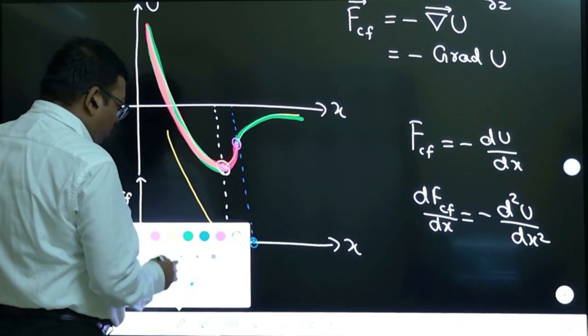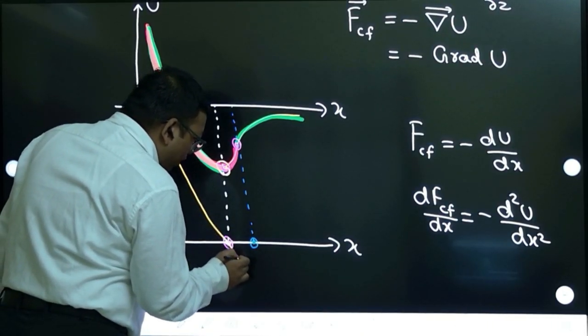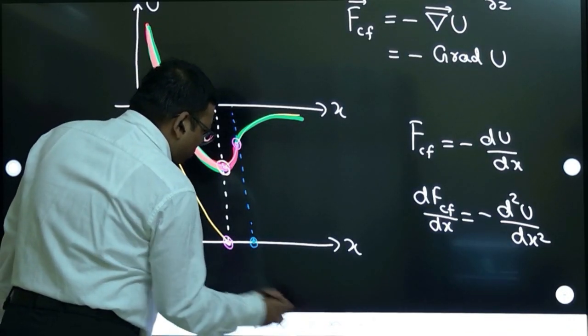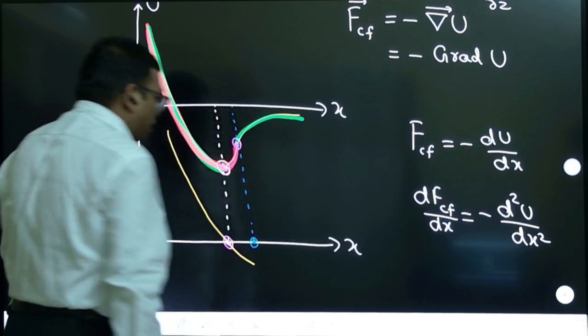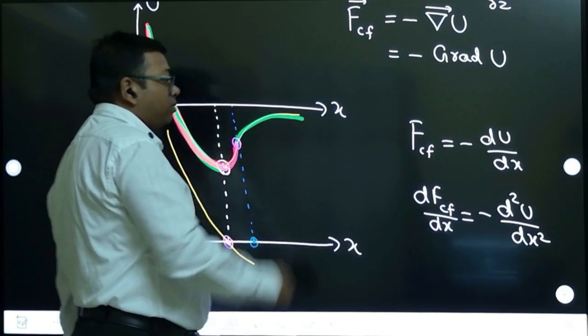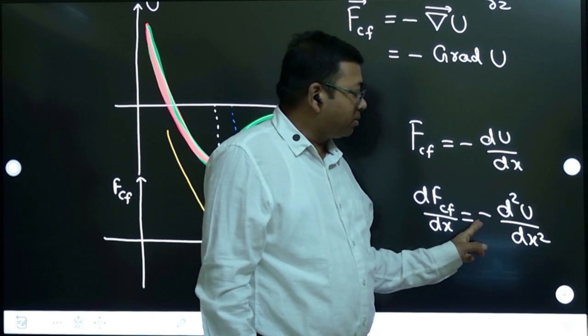Negative slope means let us extend this graph further in the same manner and keep it like this. I have extended it, slope is negative. Now here this is a convex graph. Convex means double differentiation negative, and negative negative will become positive.